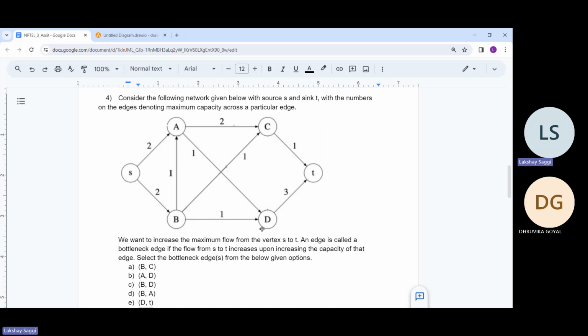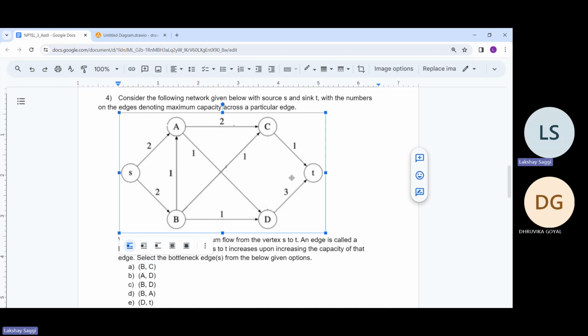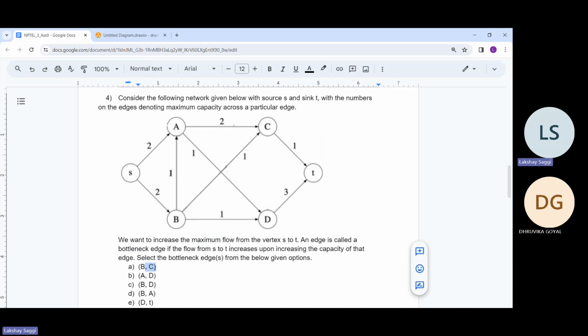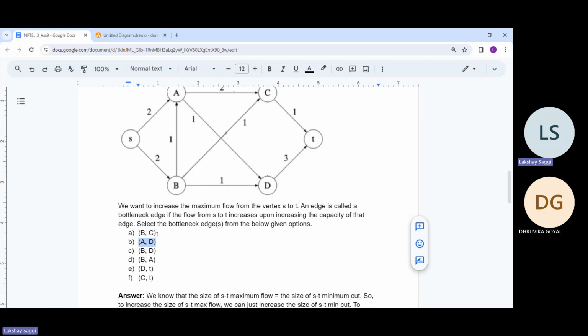One very brute force idea would have been to go option by option, maybe the edge B, C, and increase the capacity of B, C from, let's say, 1 to 2, and then recalculate the max flow in the graph. If it comes out to be greater than 3, then you can say that increasing the capacity of B, C increases the max flow. Similarly, for A comma D, you could set its capacity from 1 to 2 and see whether the max flow, initially 3 in this graph, increases or not. So the brute force technique would have been to go option by option.